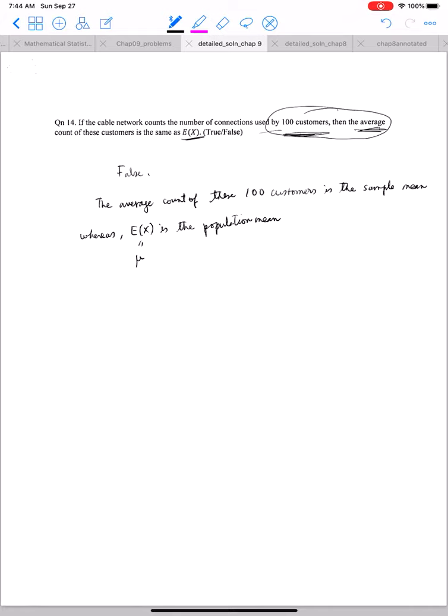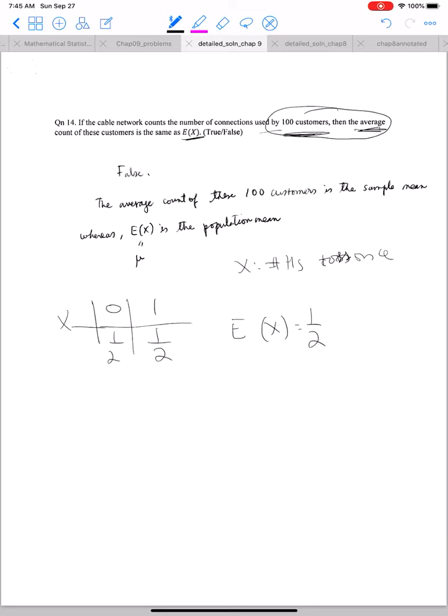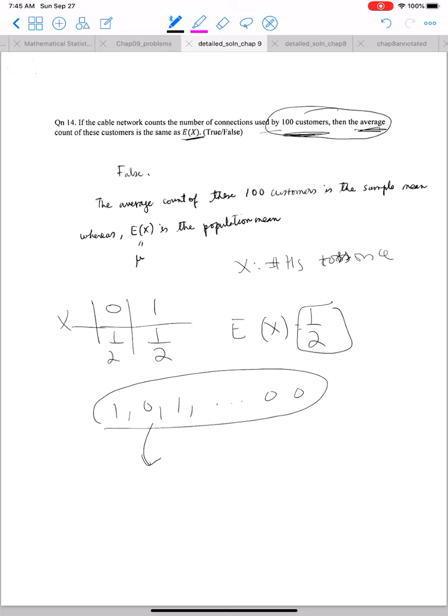So for example, if I have a random variable, let's say x is the number of heads appearing when you toss a coin once. So x takes the values 0, 1 with probability 1/2, 1/2. Now expected value of x is what? 1/2. Now if I toss the coin 20 times, let's say I have 1, 0, 1, 1, 0, 0. Now would the average of these 20 be equal to 1/2? No. This average is just based on these 20 observations. They will not be equal to 1/2.